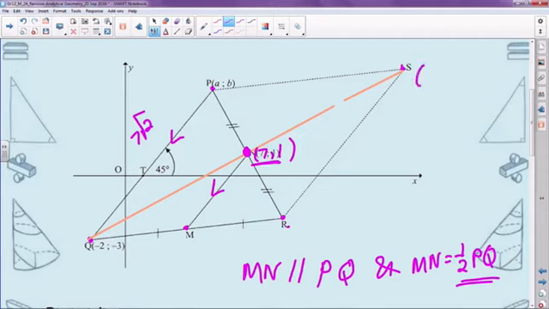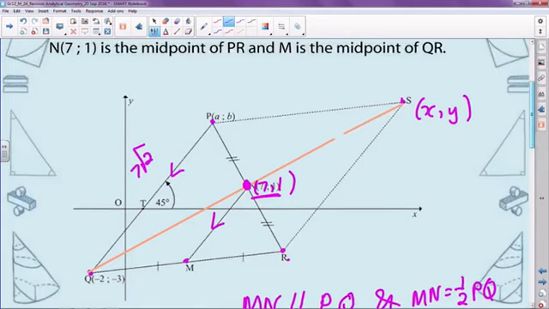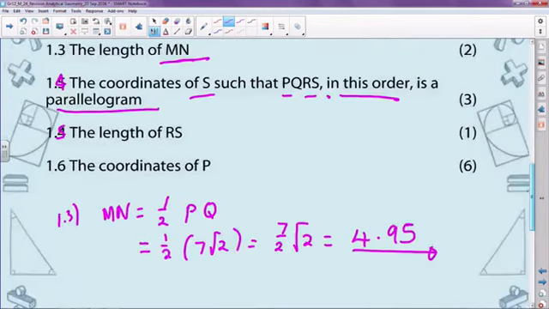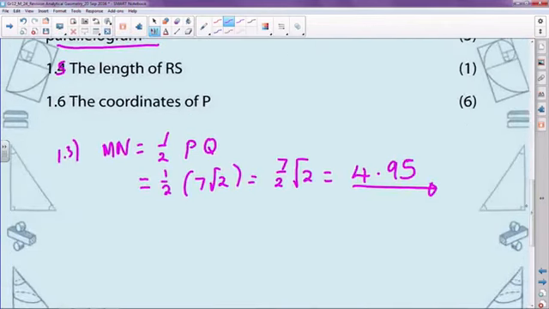So I'm going to call S the point (x; y). We don't know what the coordinates are. But working backwards from the midpoint theorem, because we have the midpoint of line QS, I can work out one of the outer coordinates in the following way.